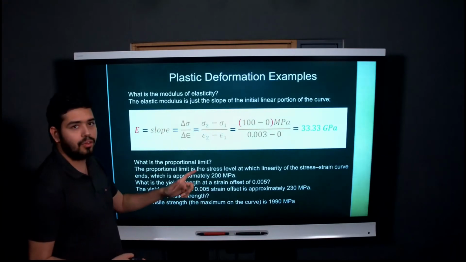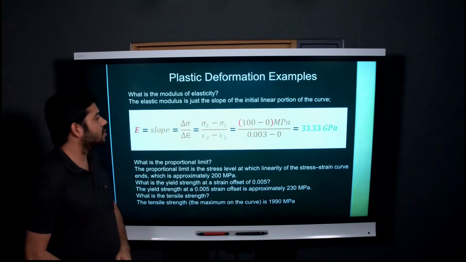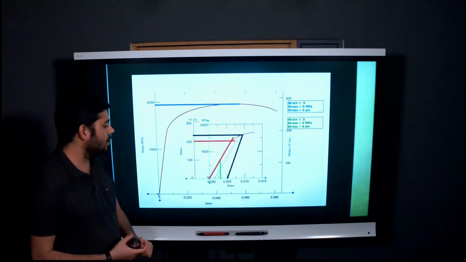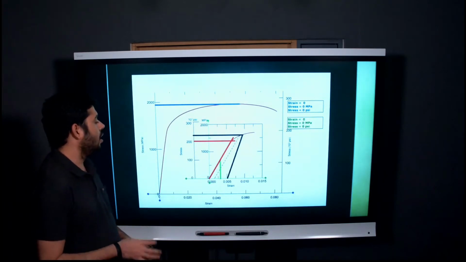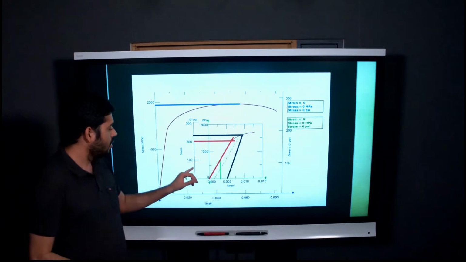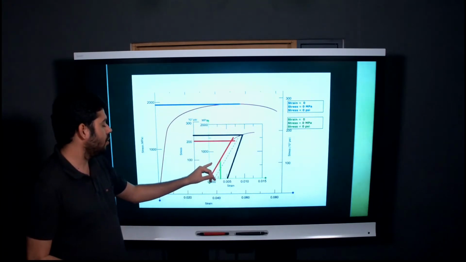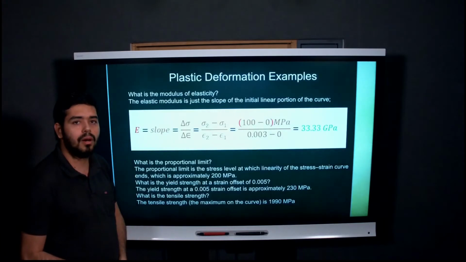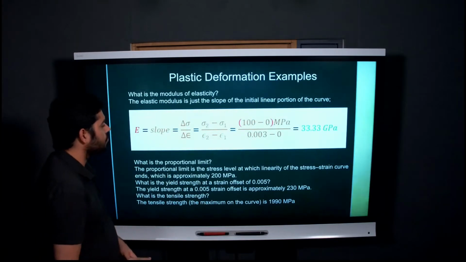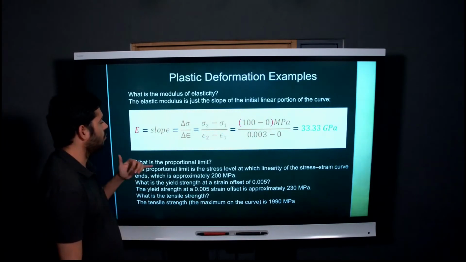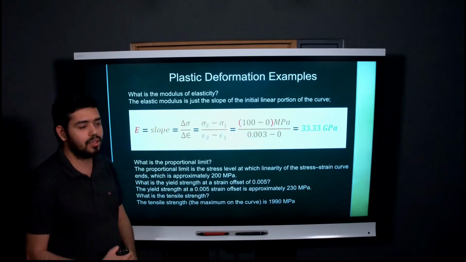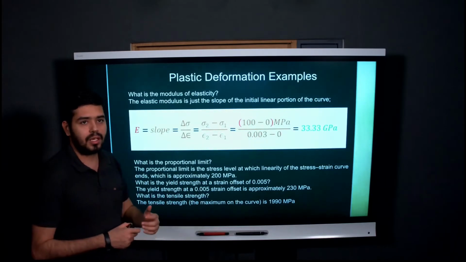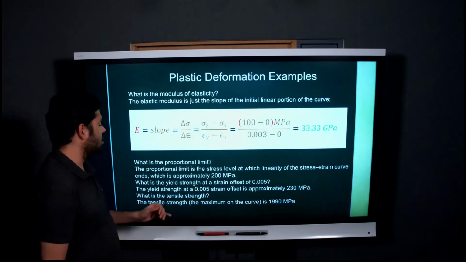So this is plastic deformation. The first question asks what the modulus of elasticity is. Here's our graph. We pick a point at around 100 megapascals of stress, and the strain is nearly 0.003. After putting the values into the slope formula, which is the difference in stress over the difference in strain, we get 33.33 gigapascals.